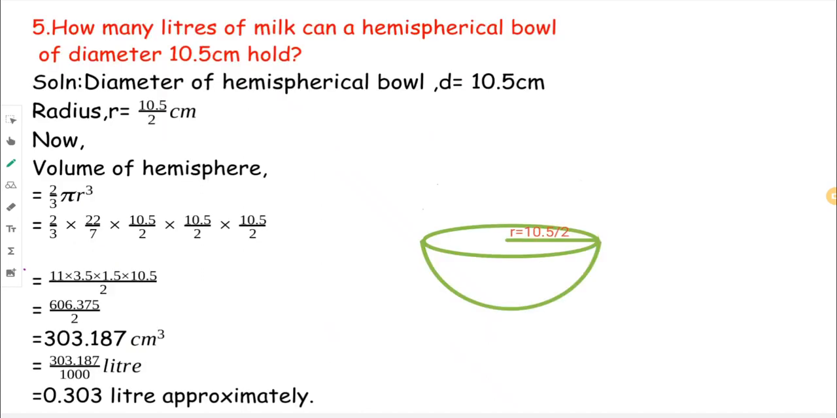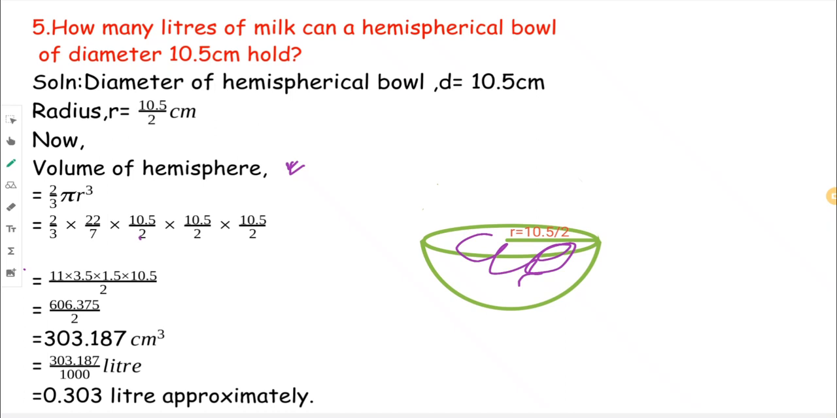Let's do one more. How many liters of milk can a hemispherical bowl of diameter 10.5 centimeter hold, right? So just have to find the volume. Diameter given, radius is divided by 2. So 10.5 divided by 2, we just have to simply put it in the formula, volume of the hemisphere. So sphere was 4/3, hemisphere is half, right? So 2/3 pi r cube, right? So you can say put the values here for us.